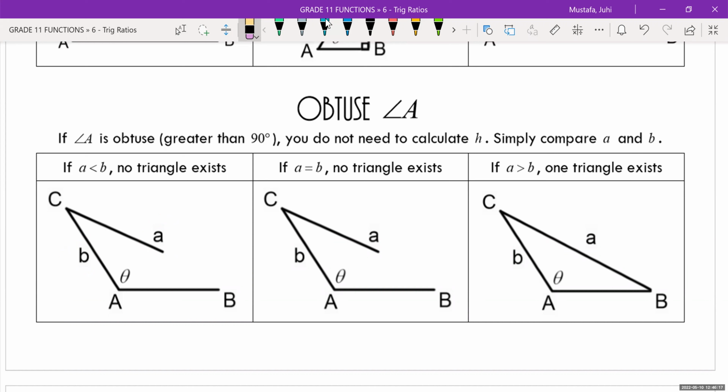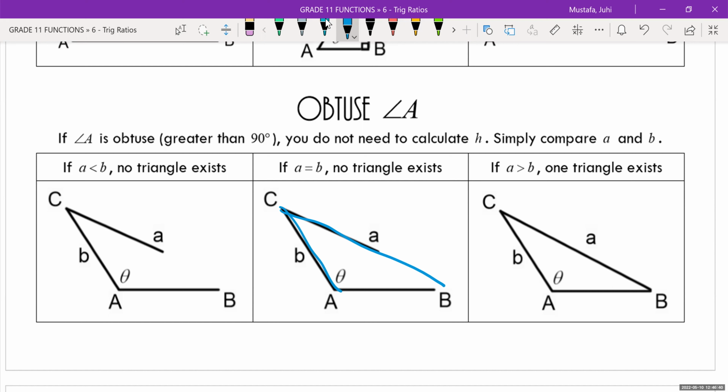You wouldn't even draw the entire triangle. You would just leave it like that. If side length A and side length B are exactly equal, again, no triangle exists. Your side length A has to be significantly longer than your side length B in order for the triangle to exist. So if A is shorter than B, no triangle will exist.